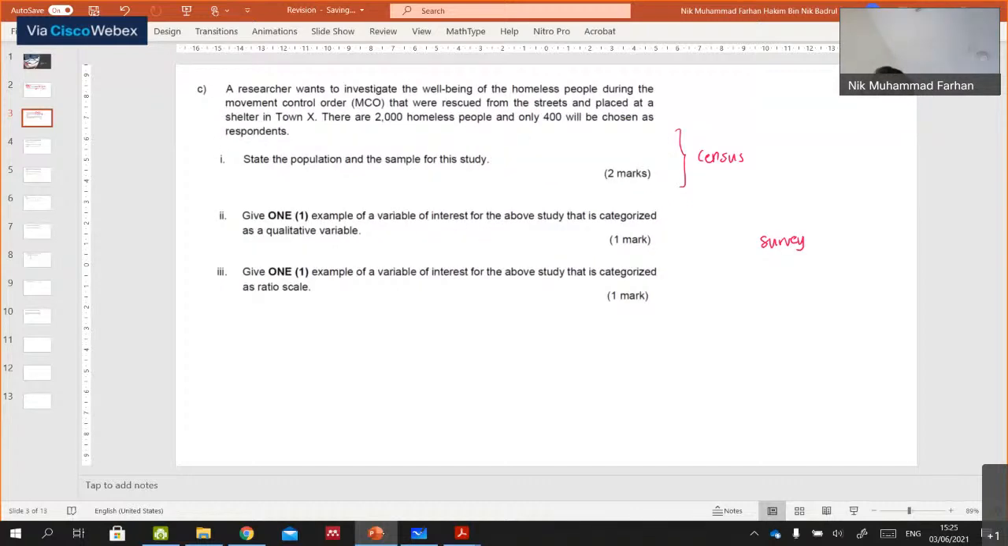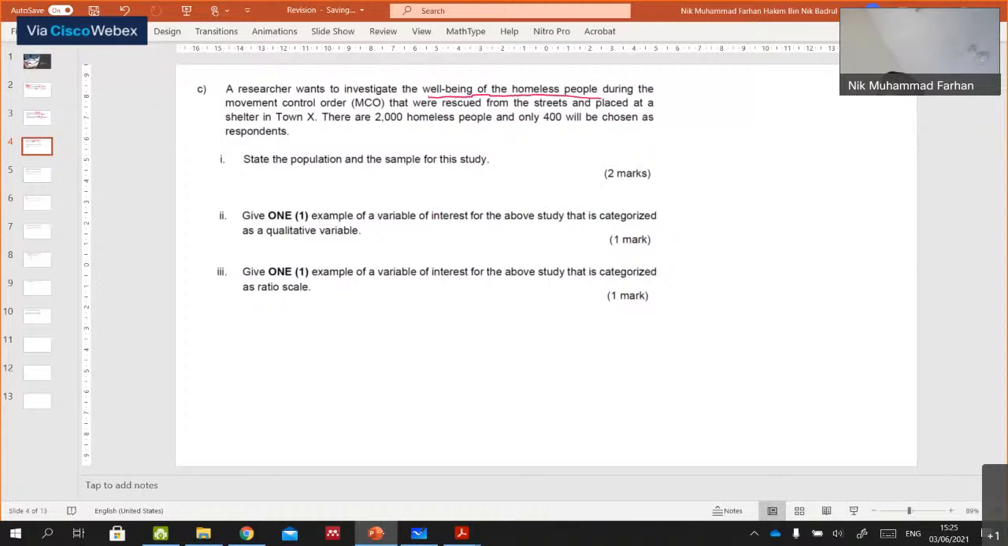Okay, so let's go to the next one. Question C. Usually when you go to this question, read the question carefully. A researcher wants to investigate the well-being of homeless people during the movement control order who were rescued from the streets and placed at a shelter in town X. There are 2,000 homeless people, and only 400 will be chosen. State the population and sample for this study.